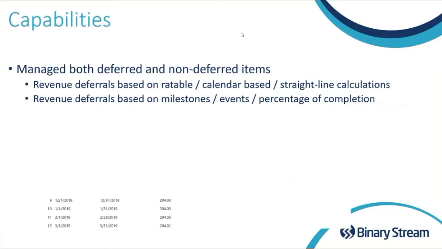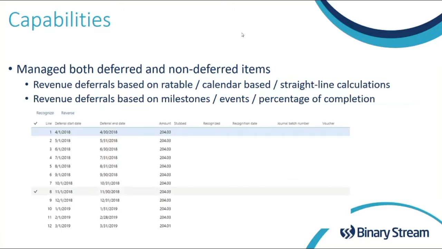We can do deferrals on 2 different methods. We have the straight line, the ratable, the calendar-based, where you simply take your amount, divide it by the number of periods. We can do equal per period, as you're seeing in this example. We also have an option of doing it per diem. So your months with 31 days, like May, would get a little more revenue than April, which only has 30 days, which will get more than February, which has 28, sometimes 29.